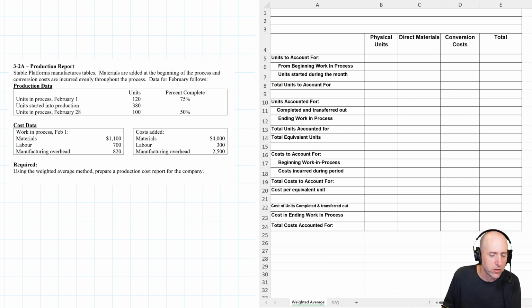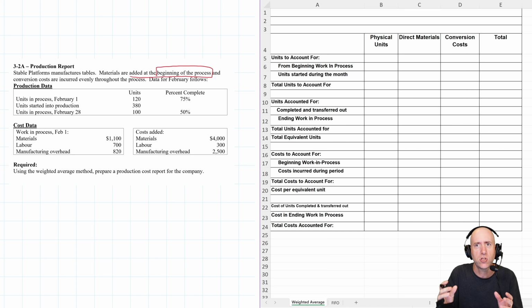Stable Platforms manufactures tables. Materials are added at the beginning of the process. Now, this sentence takes on huge meaning in our answer. What this means, I always think of cookies. I'm a cookie eater. When I start to cook cookies, I have the eggs, the sugar, flour, chocolate chips, I have that all ready to go. And as soon as I begin, I've used 100% of the material.